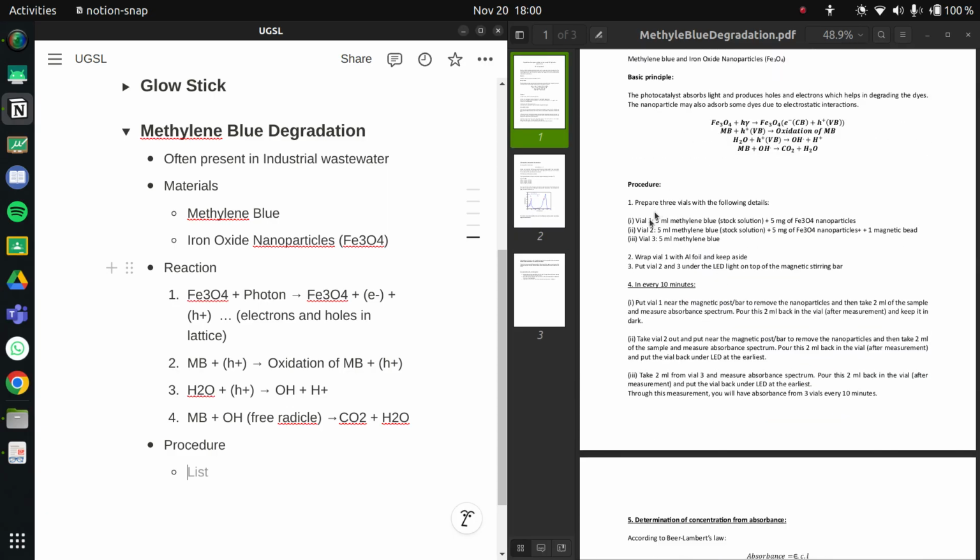So prepare 3 vials with the following details. So vial 1, it's 5 ml methylene blue, or I can say MB, stock solution, plus 5 mg of Fe3O4. Vial 2, 5 ml methylene blue, mg.